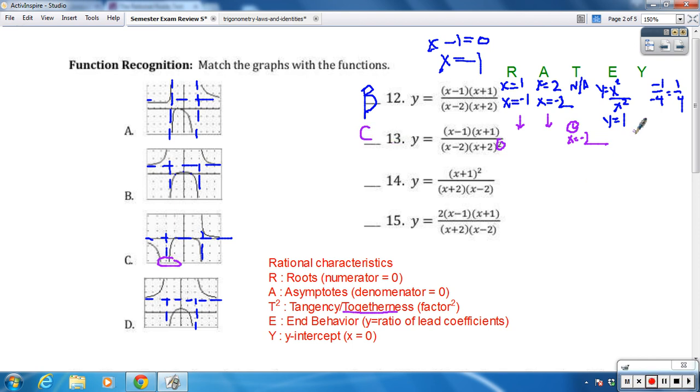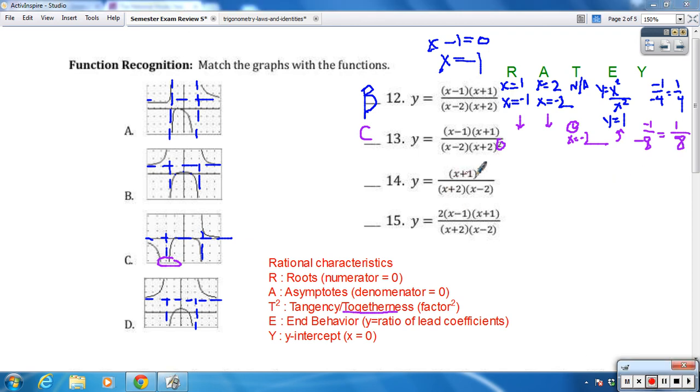I could continue with my end behavior. It's still going to be x squared over x squared, which will still be y equals 1. And my y-intercept this time, though, is going to be -1 over -8, because notice the 2 is being squared, so that's 1 over 8.